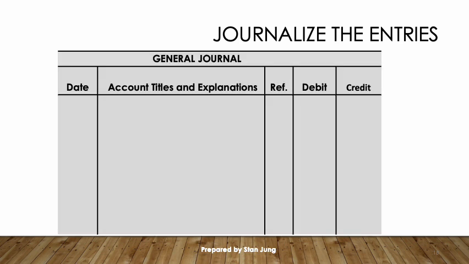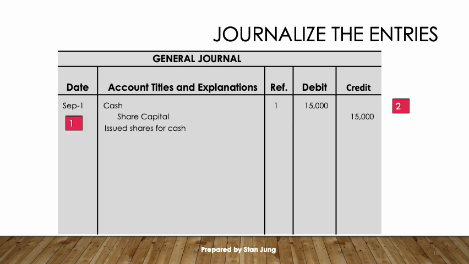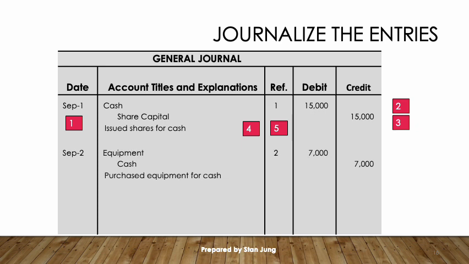Now let's take a look at the impact on the journal entry for this transaction. This is the first transaction, and that's all included in the general journal. The second transaction that would follow then follows. On September the 2nd, we purchased equipment. We show increases in assets with a debit entry, and we show decreases in assets with a credit entry. So we use cash in this case. And the reference number, this is the second journal entry, so I'm giving it a reference number of 2. And in my explanation, I purchased equipment for cash.